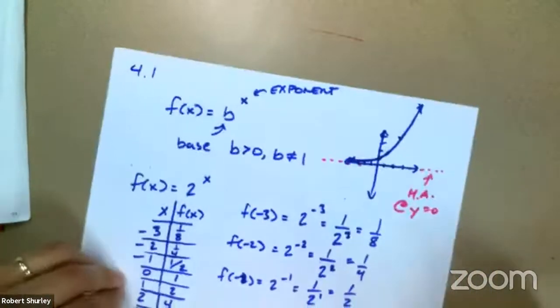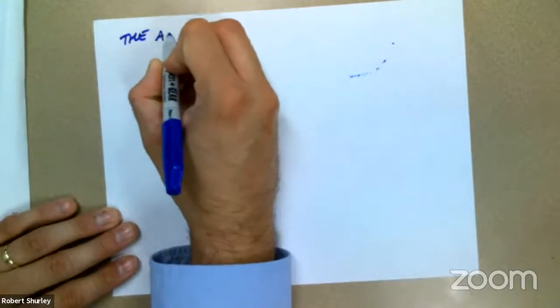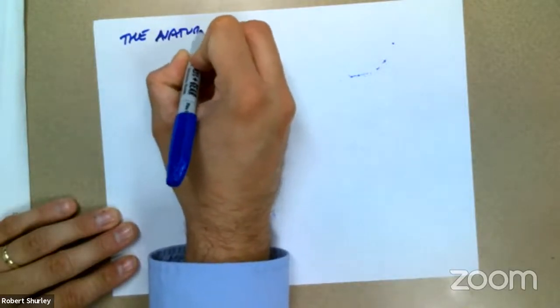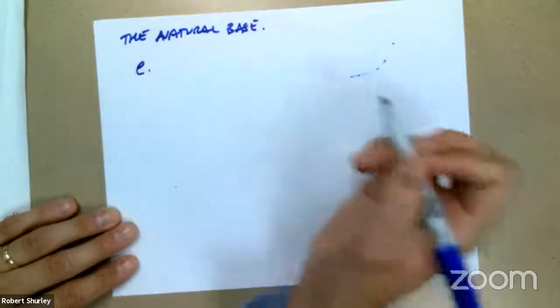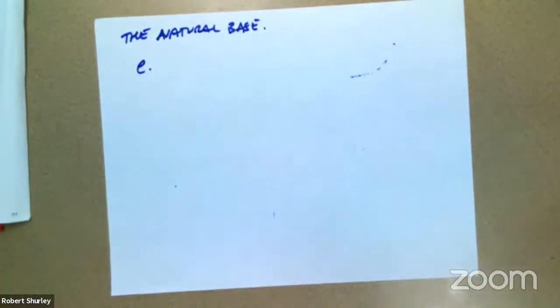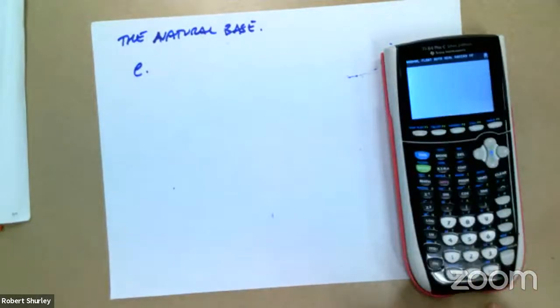But what I do like talking about next, actually before I get there, I've got to talk about the natural base. So the natural base is base e. It's in your calculator. I brought my calculator. I'm sure you'll bring yours. Guys, we're going to be using our calculator a lot, probably for the rest of the semester. So if you remember, bring it.